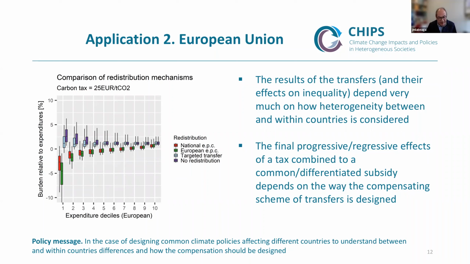So the policy message here is that when designing these common climate policies affecting different countries and different individuals within the countries, it's necessary to define adequate compensation transfers to get the targets of the policy. And you can see here that situations where the tax without redistribution is completely regressive could achieve progressive redistributions when the transfer is designed.